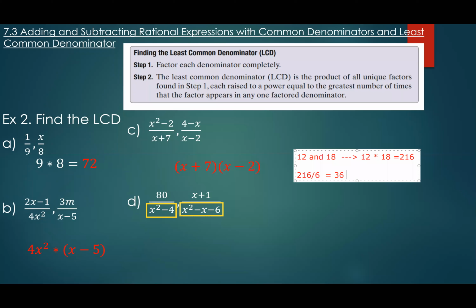So between the 18 and the 12, the LCD is 36, okay? That's your LCD, that's your least common denominator. 216 is a common divider, but it's not the least, it's not the smallest, okay? So looking at that, if you take x squared minus 4 and put that together with x squared minus x minus 6, it's a common denominator, but it's not the least one, okay?